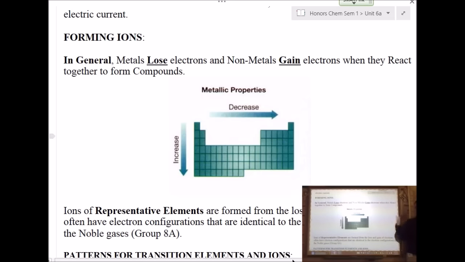So if a metal has 3 or less valence electrons, it's going to lose those 3 to have the same electron configuration as its nearest noble gas. If it has 5 or more valence electrons, it's going to gain to have 8 electrons, so it'll have a negative charge. So that's what I want you to define a metal by a nonmetal.